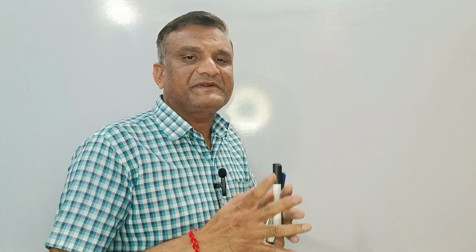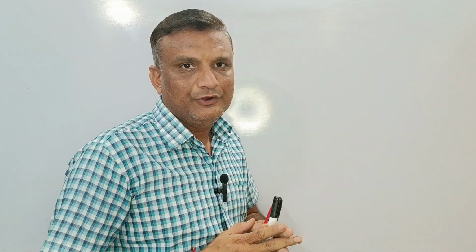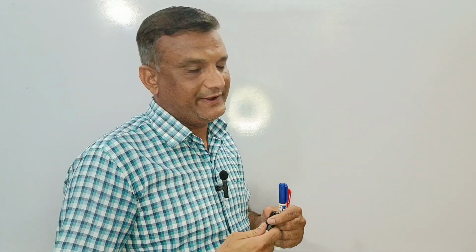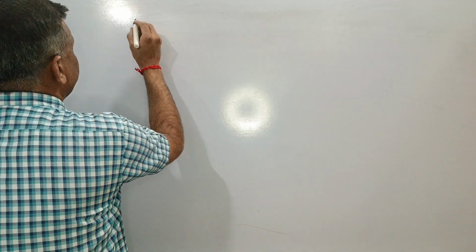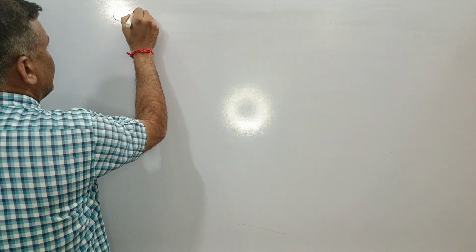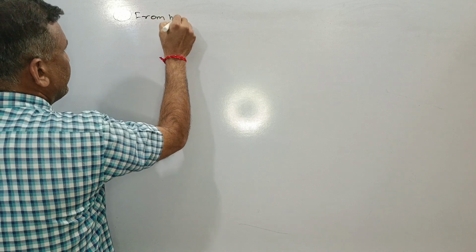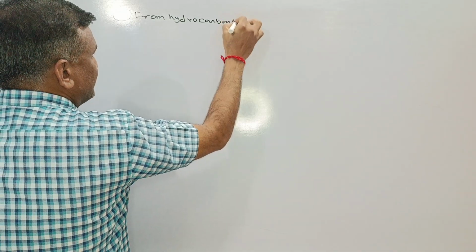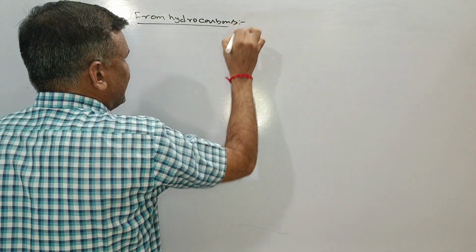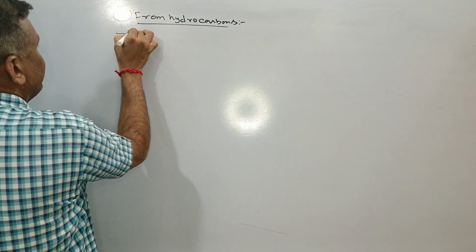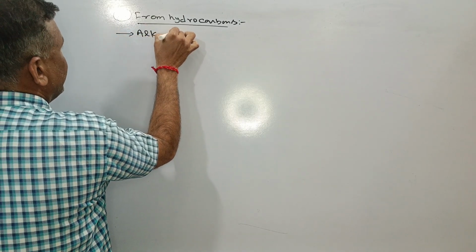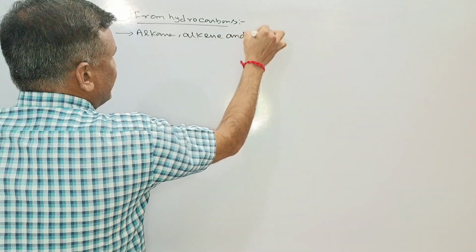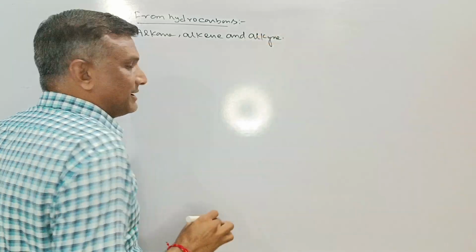In the previous video we discussed the preparation method of haloalkane from alcohol. Today we'll go with the second technique, from hydrocarbons. If we go with the hydrocarbons, there are alkane, alkene and alkyne. From alkene and alkyne, we can get haloalkane.